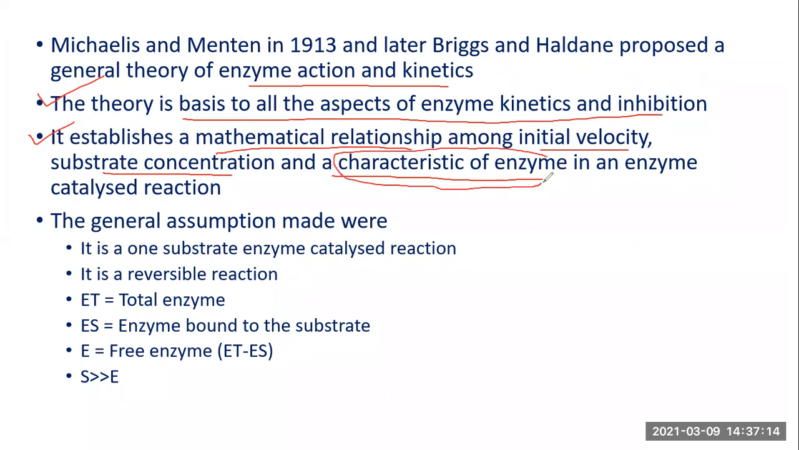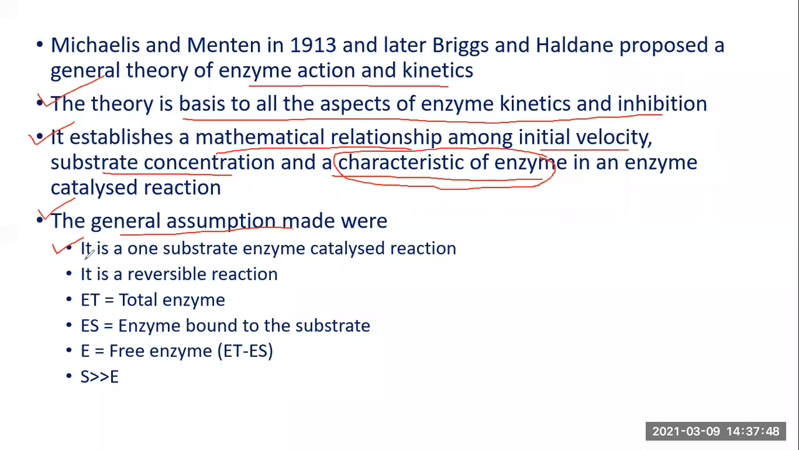So this particular Michaelis-Menten equation establishes a mathematical relationship among, because there are more than two, therefore we are using the word among, initial velocity, substrate concentration, maximum velocity, and a characteristic of the enzyme that is called Km. And when Michaelis and Menten, and later on Briggs and Haldane, derived this theory, they made certain general assumptions.